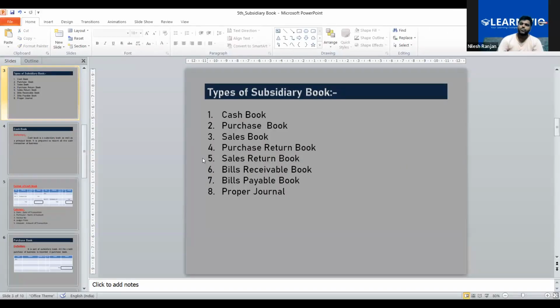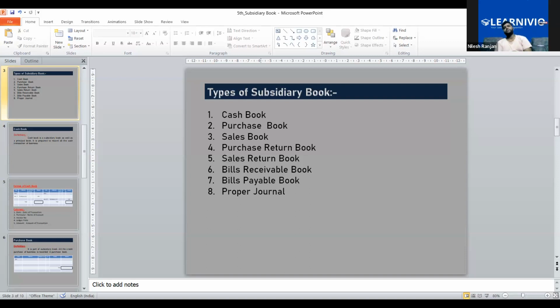Okay. So the first thing is cash book. Now, do you know that cash is which account? Cash will be an asset account, or real account? Yes, real account. So cash is a real account, first of all.